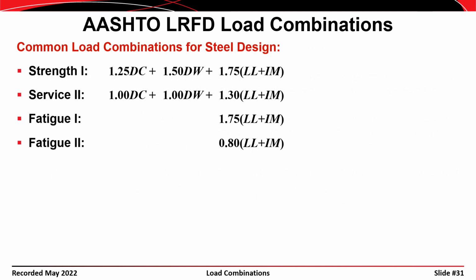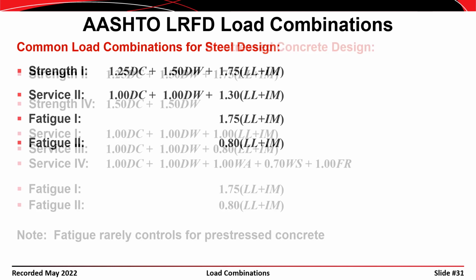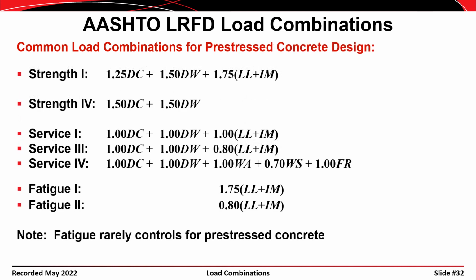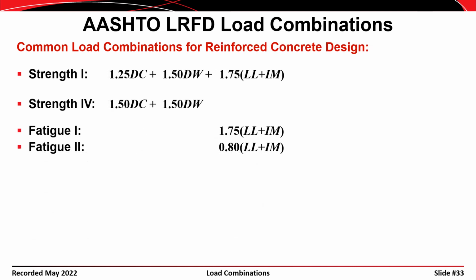All right, so what this all boils down to is if you're looking at a steel structure, you design for strength 1, service 2, and the 2 fatigue load combinations. So in strength 1, you would have 1.25 times the dead load plus 1.5 times the weight of future wearing surface plus 1.75 times the live load, which includes the dynamic effects. Then you would check serviceability criteria using dead load plus 1.3 times live load. For the design of pre-stressed concrete, you would have these load combinations to deal with. And then the design of reinforced concrete, you would use these load combinations as well.